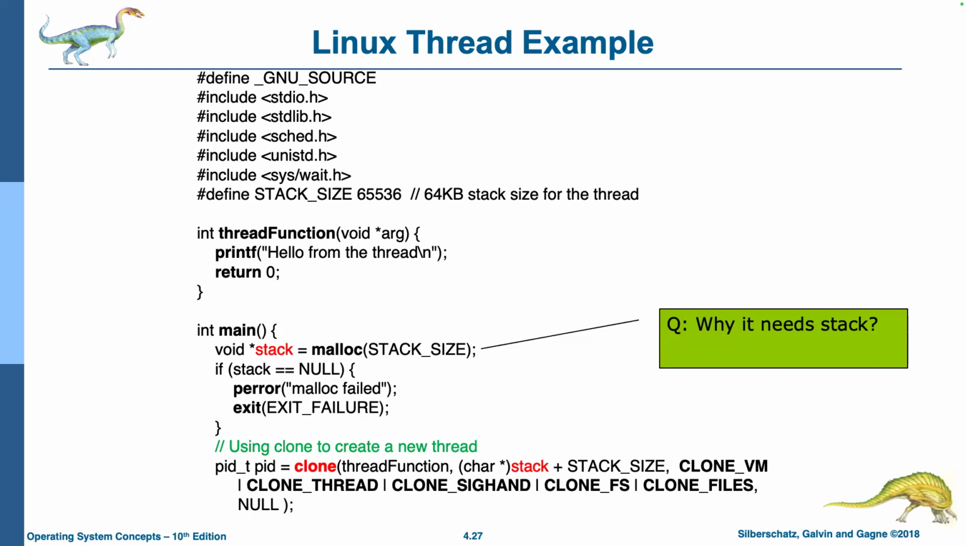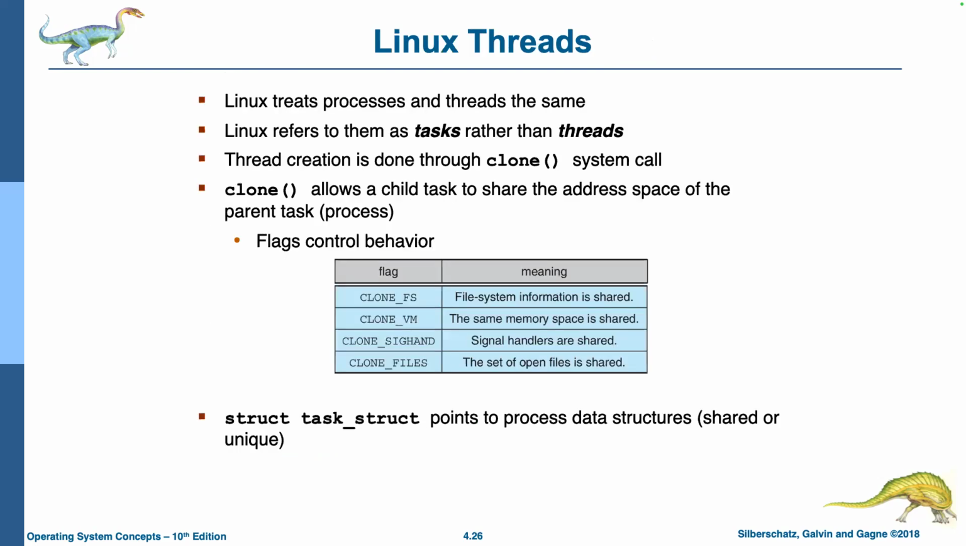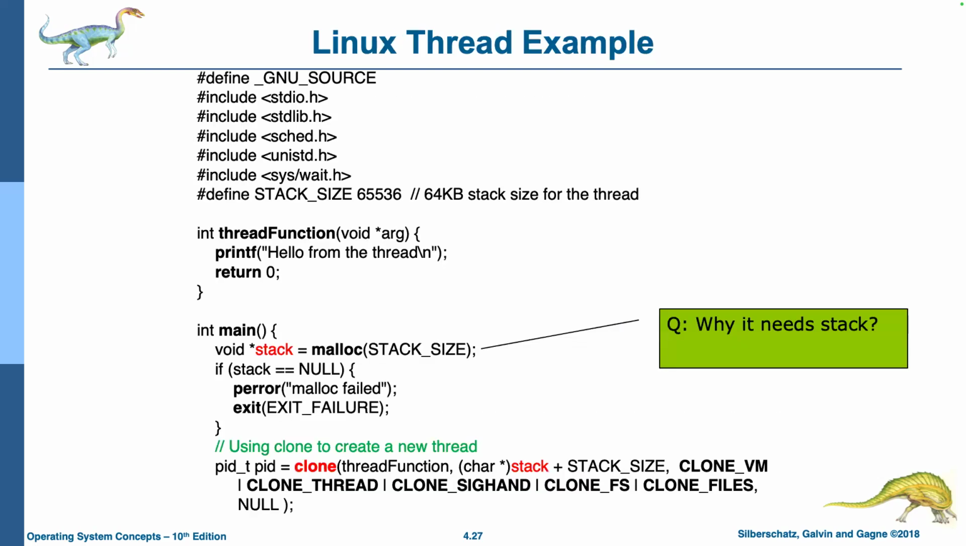Why must we create a stack here? Linux exposes lots of details. It's a clone, which means clone the address space. This task will share the same address space with the process. And it must pass a stack. Why must it have a stack? Because it doesn't share. The stack cannot be shared. Stack is used for function calls.